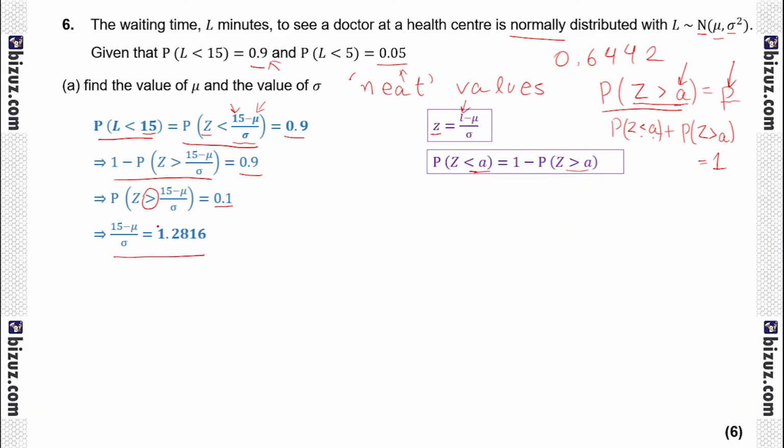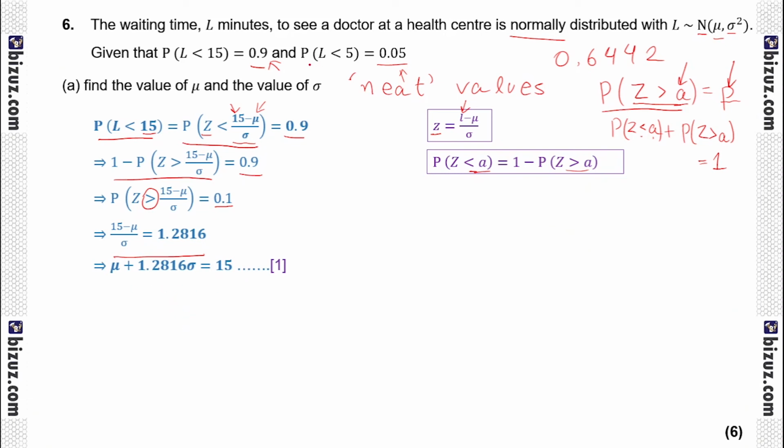All right. So if that's the case, we can simplify this a bit if we do some algebra. So we get an equation in mu and sigma: mu plus 1.2816 sigma is equal to 15. This is our equation 1.